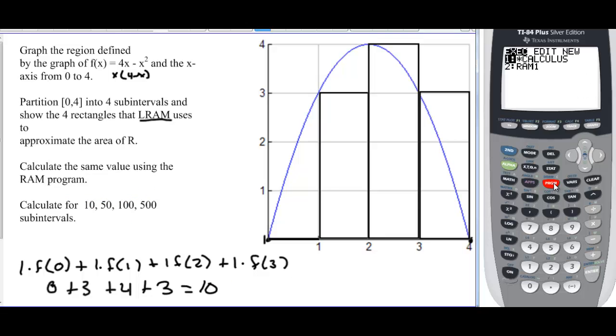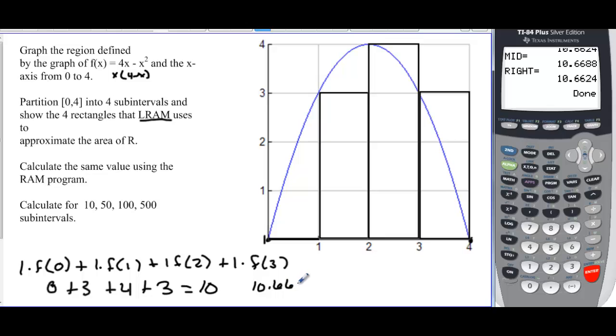So we can run the program again. RAM. Enter. Left point is 0 to 4. And this time we want 50 subintervals. The left is 10.6624.